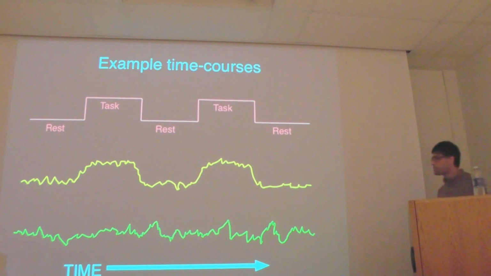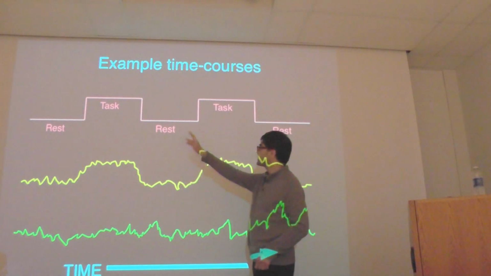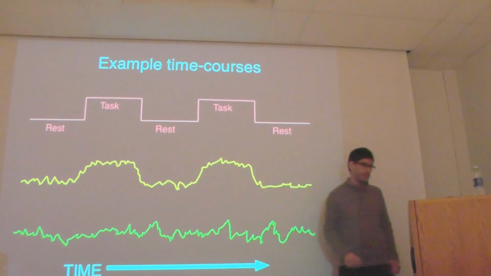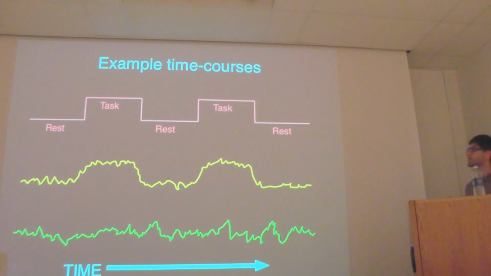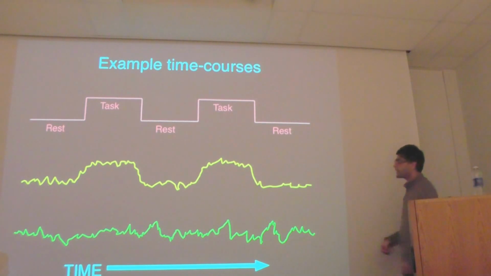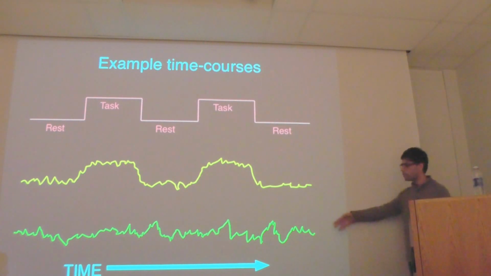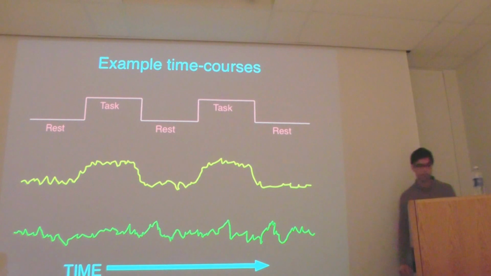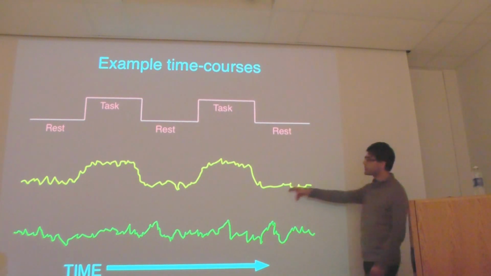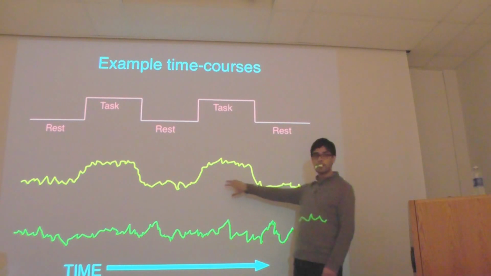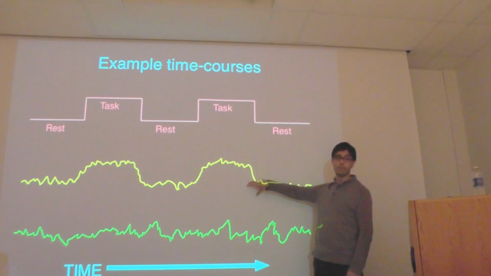And in the simplest design, you have what's called a block design, where you have rest and task, rest and task. You might just get someone to tap their finger for 30 seconds and then rest for 30 seconds, something like that. And in the meantime, you're recording time courses from all these voxels of BOLD signal, blood oxygenation level dependent signal. And some of them go up and down in sync with the task. And we've now, in the computer practicals, actually seen voxels that do look like this.